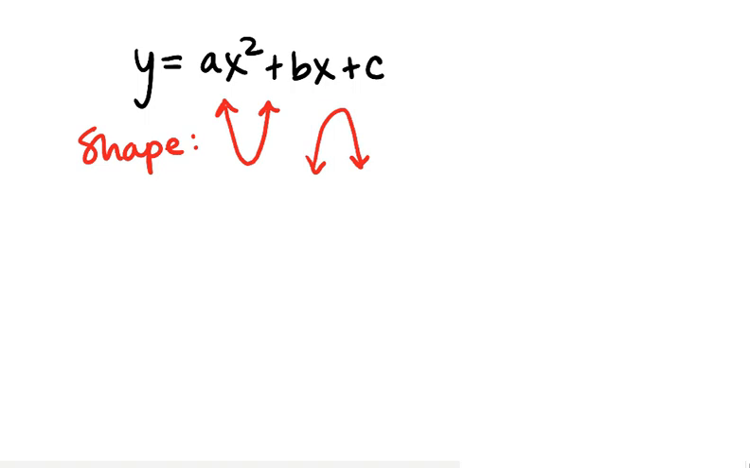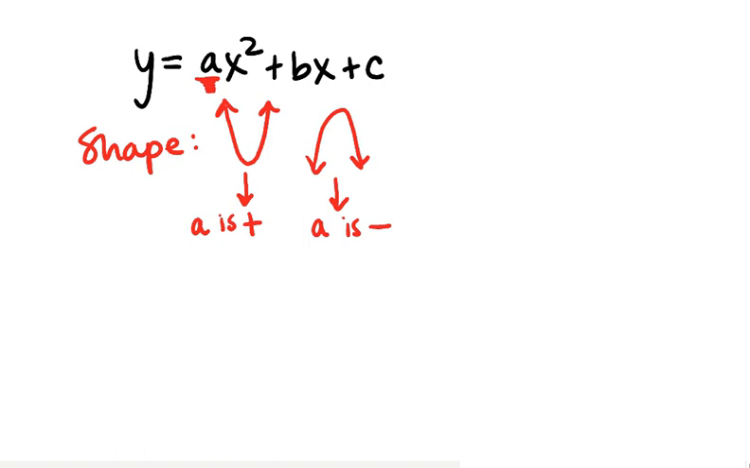Now, what causes one to open up versus open down? It's the leading coefficient. Okay. So the a is pretty much entirely determining the shape of the parabola. If a is positive, then the parabola opens up. And if a is negative, then the parabola opens down.